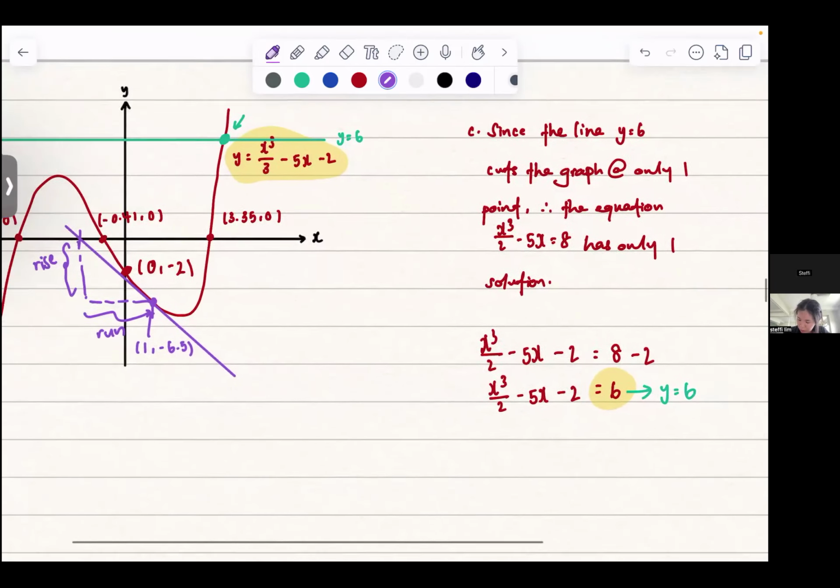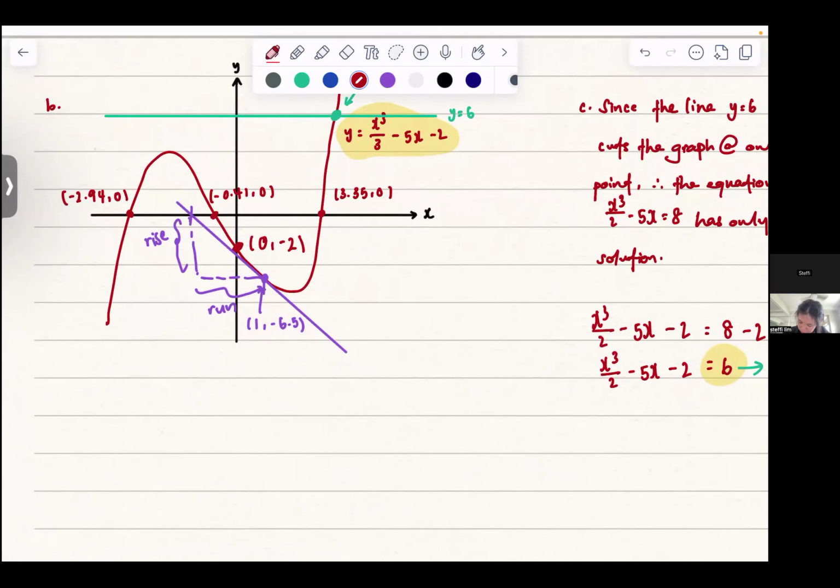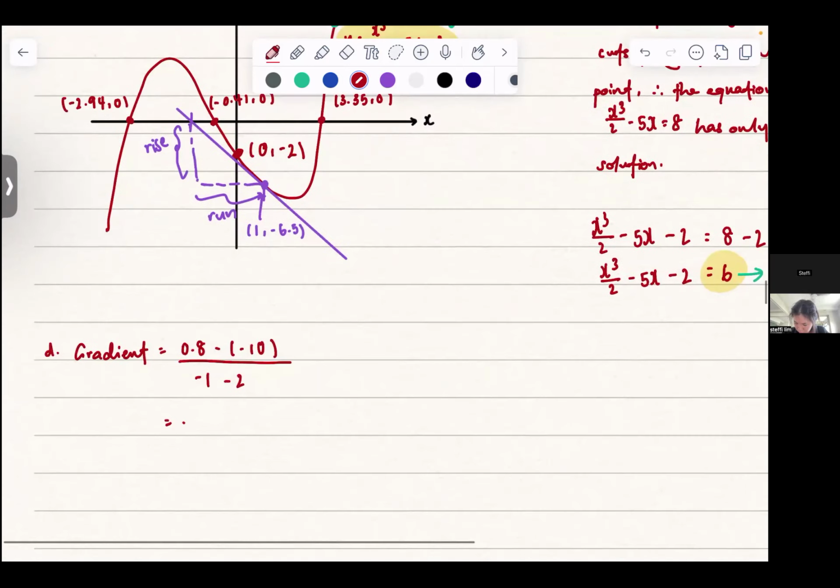Okay, so depending on what type of coordinates you get, but the suggested one that I've got is 0.8, which is my first coordinate, minus 10, minus 1, minus 2, so 10.8 over minus 3, also minus 3.6.